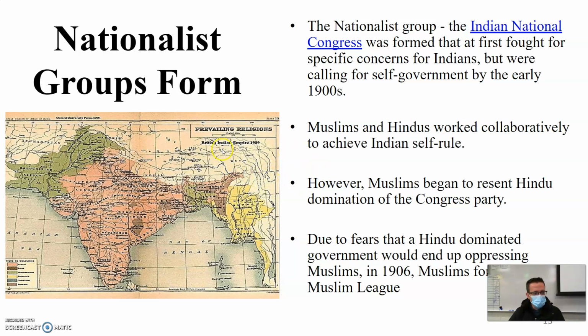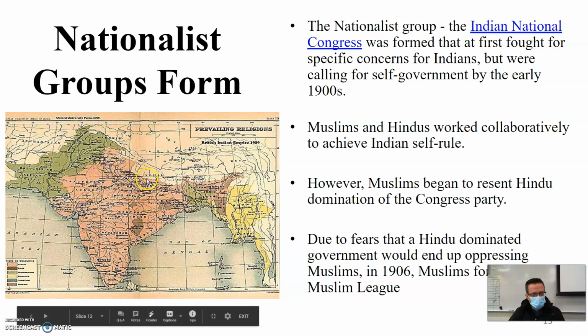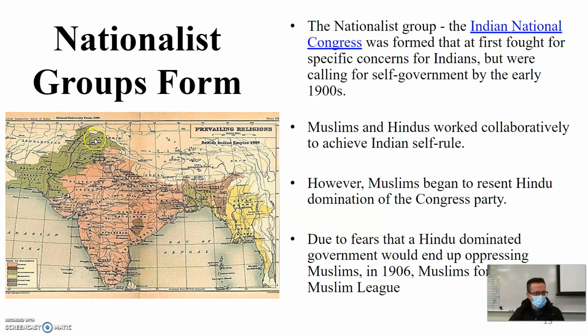But you can see from this map of the British Indian Empire in 1909 the dominant religions. So we have Muslims here. The dominant religion is Hindu here. Right here is more Muslims, so this ends up becoming Pakistan. This ends up becoming Bangladesh. And this is Buddhist, so this ends up being Burma or Thailand, whichever one you'd like to call it.